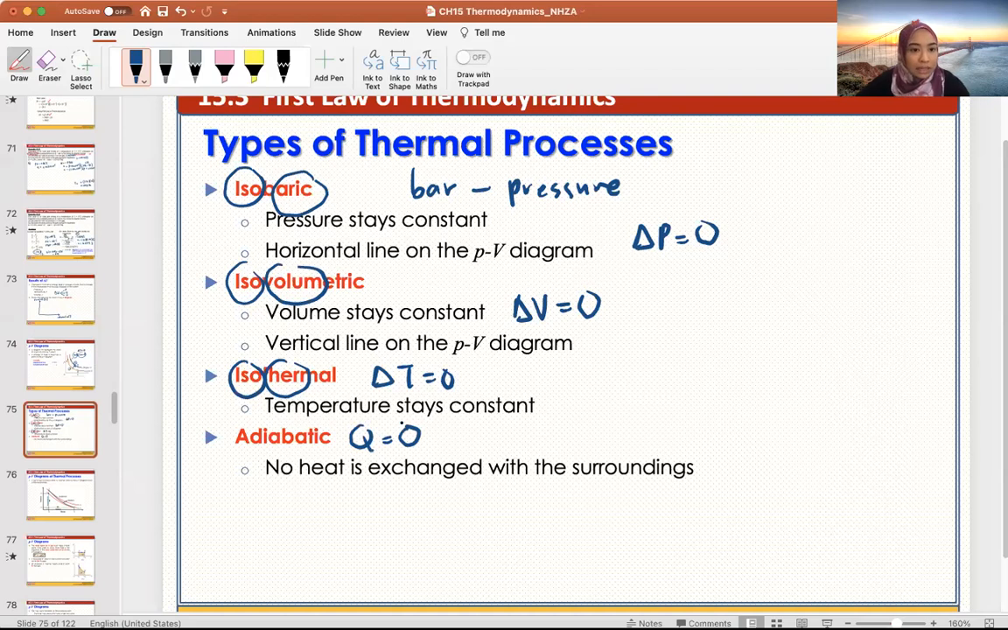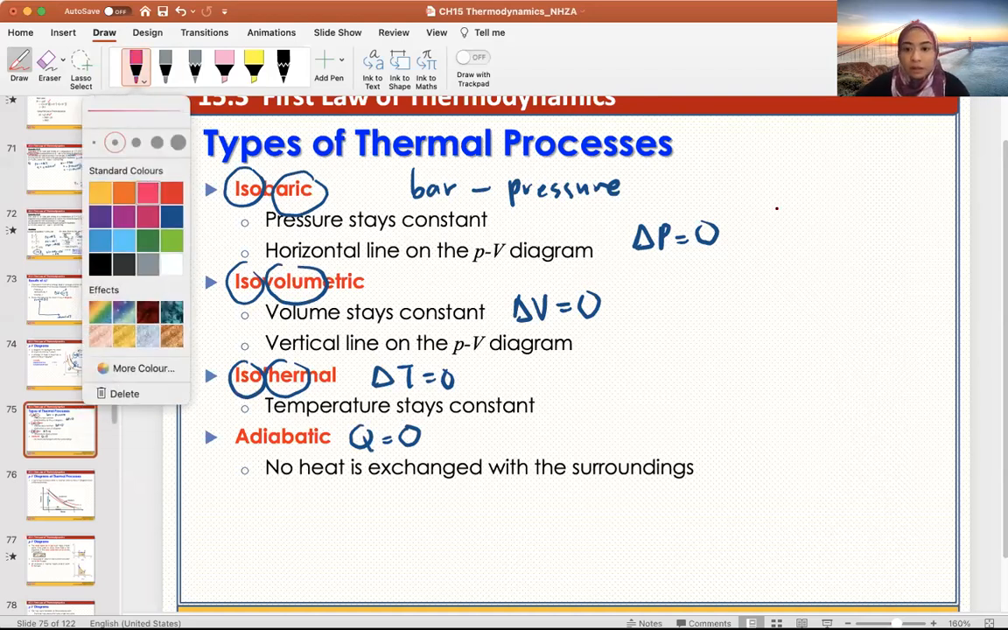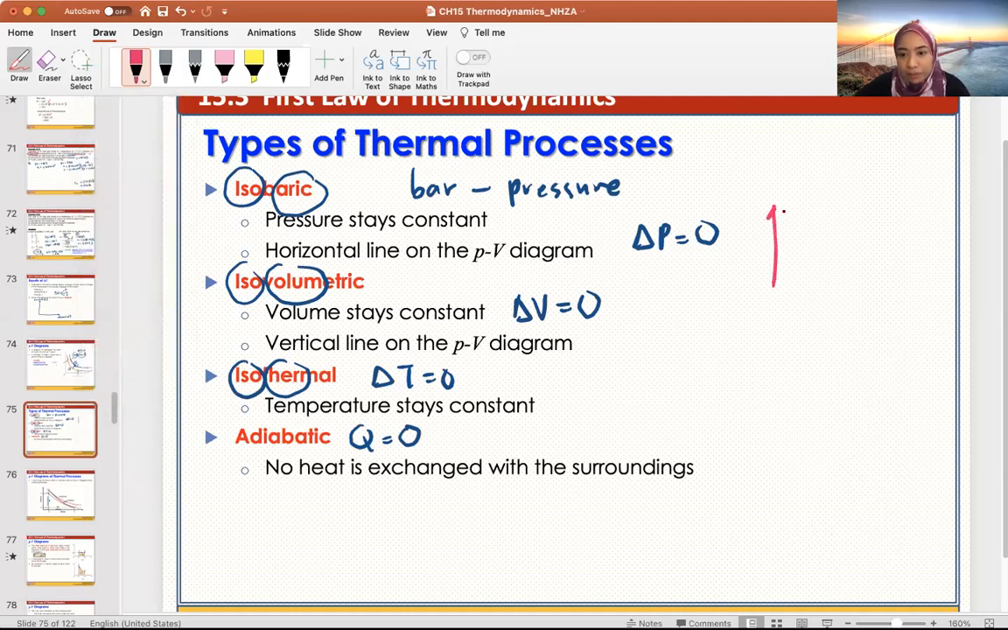So how does this look in the PV diagram? Let's draw it. If I have my PV diagram, this is P and this is V. Do not label just P and V. Please use the full words, pressure and volume. Write it properly, don't just write P and V.